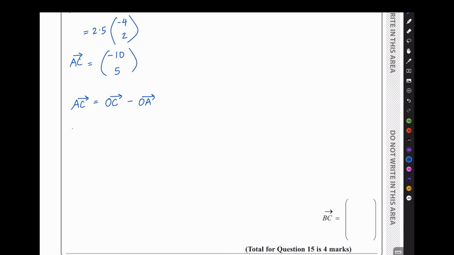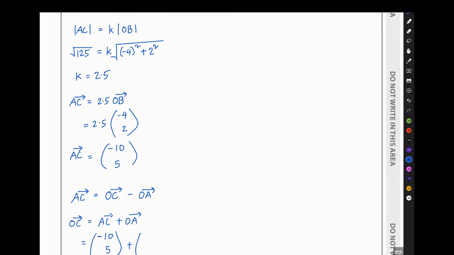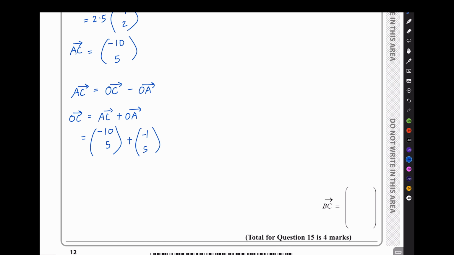So now our target is to find OC. Let me make OC the subject. So OC is equal to AC plus OA. This gives me AC, which is (-10, 5), plus OA, which was already given as (-1, 5). So this is (-11, 10). But that's not my final answer.